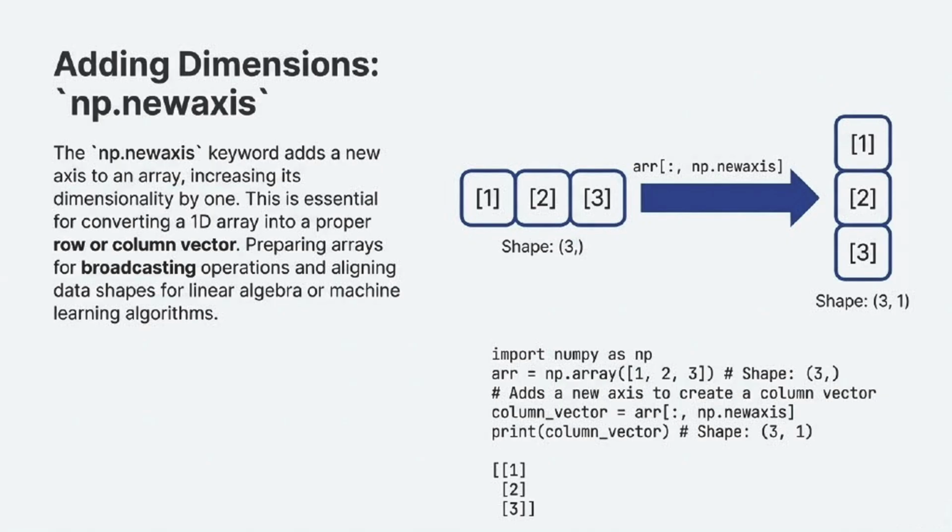The expression arr[:, np.newaxis] adds a new axis, converting the array into a column vector. This changes the shape from (3,) to (3, 1), where each element appears in its own row. The data values remain the same, only the array's shape is modified.